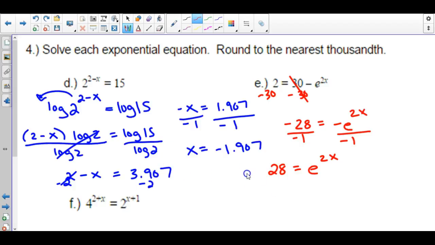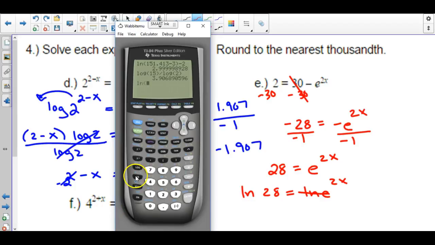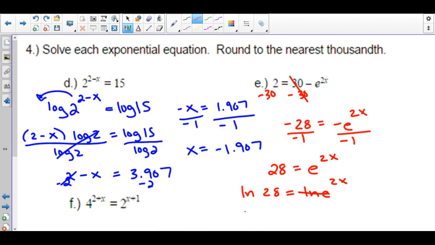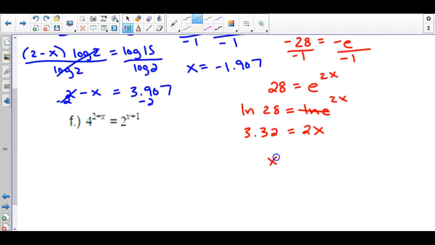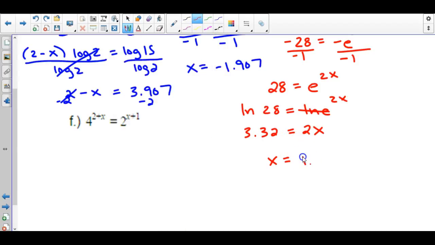And now I can apply my inverse function, which is natural log. So I'm going to say natural log 28 equals the natural log of e to the 2x. That'll cancel out. Natural log of 28 can go in my calculator. So I'm going to put in natural log of 28, and that's going to give me 3.332, and that's equal to 2x. So then my last step would be to divide both sides by 2. And go right back up to this, hit divided by 2, and I'll end up with 1.666.